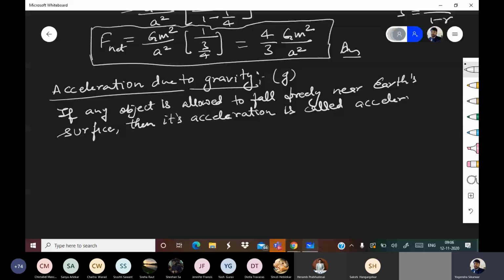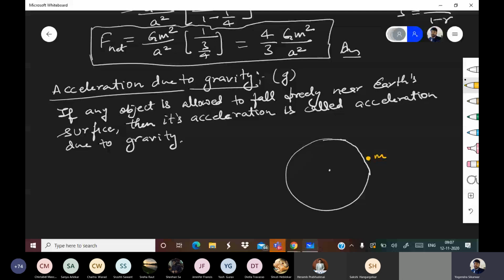Now try to understand. Suppose this is Earth. Don't worry too much about its shape. Now suppose the object is very close to Earth's surface here. So m will be the mass of the object. Capital M will be the mass of Earth, let me call it ME, E for Earth. Radius of Earth is RE.